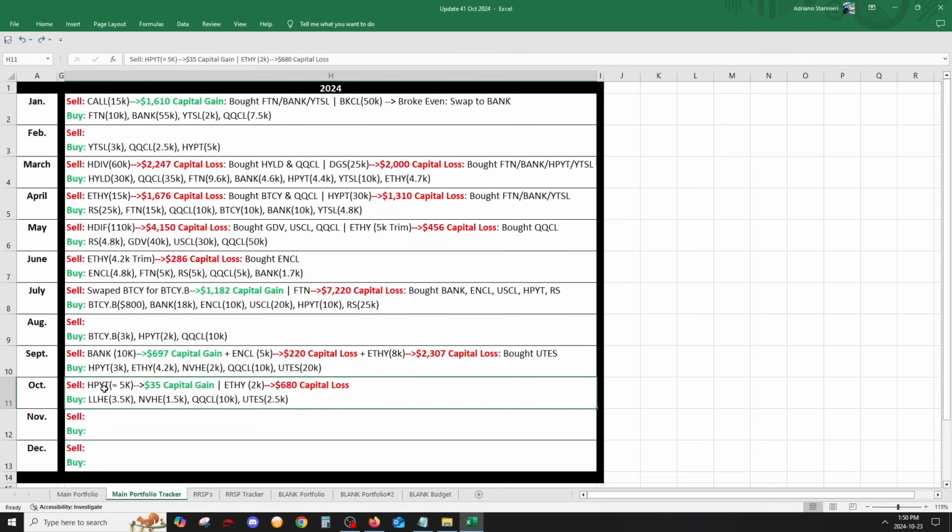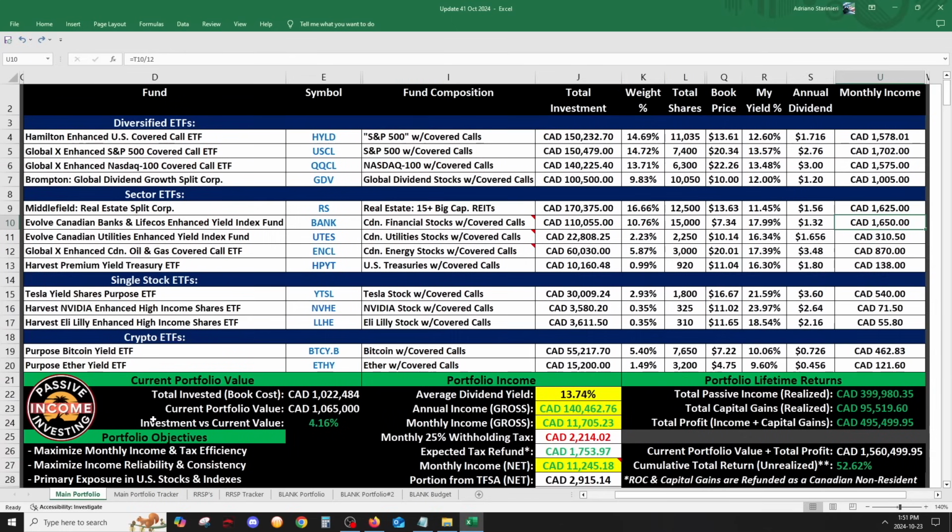I did trim my HPYT position from 15,000 to 10,000, just a tiny bit. I was pretty much broken even on it. You see a $35 capital gain on it. I also trimmed my Ethereum position from 17,000 to 15,000. Took a capital loss on that. So you see here that my HPYT position is under 1% now. It's at 10,000, and my Ethereum is at 15,000 instead of 17,000. That was pretty much to satisfy my OCD for the Ethereum one, especially.